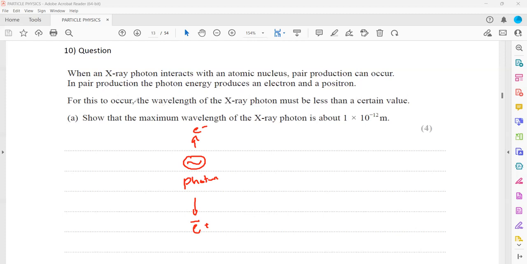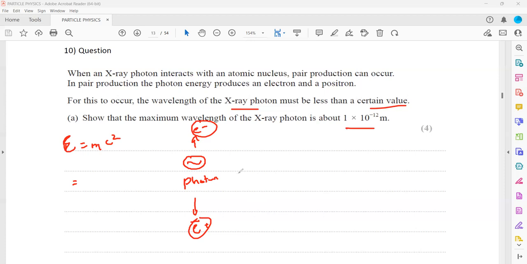For this to occur, the wavelength of the X-ray photon must be less than a certain value. What is the maximum wavelength of the X-ray photon? Show that the maximum wavelength is about 1 × 10^-12 m. So how can we work it out? First, we will find how much mass we have to produce, because we have to produce the particle and its antiparticle. So we have the formula E = mc². So what is the total energy we want to produce?